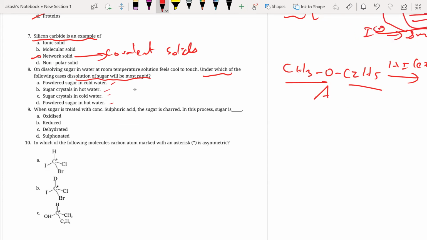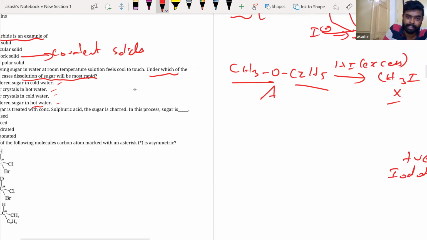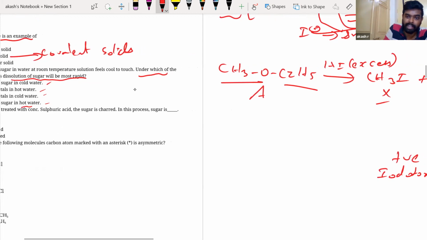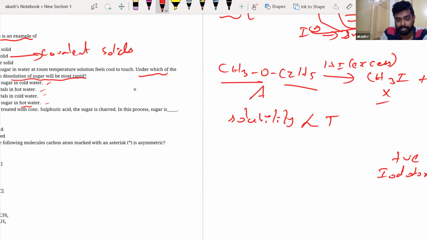D, sir. Powdered sugar in hot water, sir. Yes, powdered sugar in hot water. Why is it like this, people? Now, please understand, solubility is directly proportional to temperature, in the sense that, you know what is a supersaturated solution. I have a saturated solution where no more solute can be added, but if I slightly increase the temperature, now more solute can be added. So what do you understand? Solubility, the amount of solute getting dissolved in the solvent, is directly proportional to the temperature.